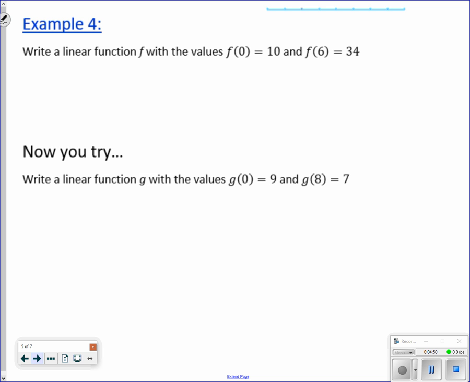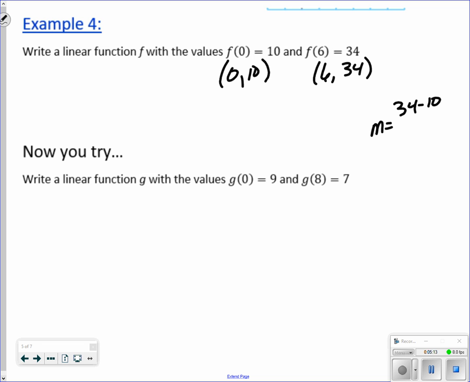This is a notational thing more than anything else. And we did this last chapter a little bit, and I know some teachers maybe didn't do it, but this would be the point (0, 10), and this is the point (6, 34). So if you see that notation, f of 0, that's your x value, and the y value then is what it equals. So knowing that, I can find the slope.